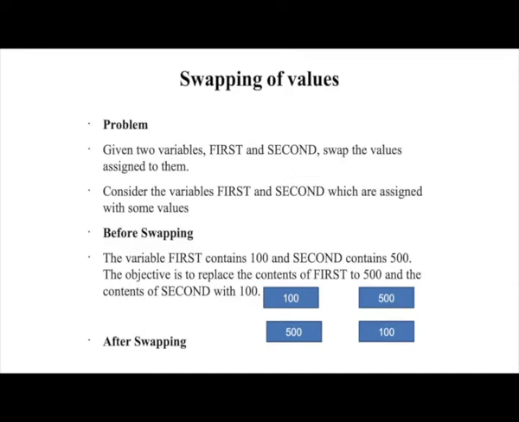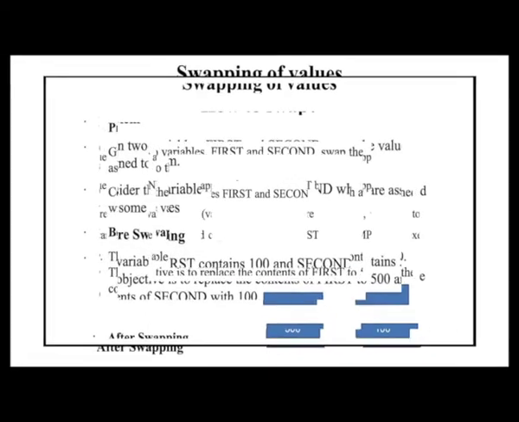Consider the variables first and second which are assigned with some values. Before swapping, the variable first contains 100 and second contains 500. The objective is to replace the contents of first with 500 and the contents of second with 100, as you are seeing on the screen. After swapping, first and second should contain exchanged values.